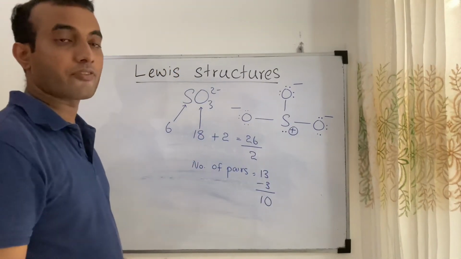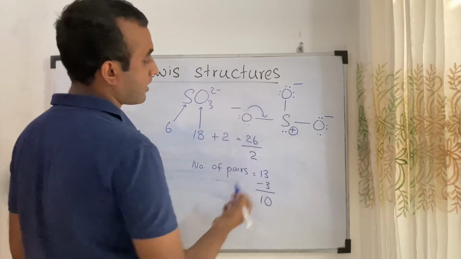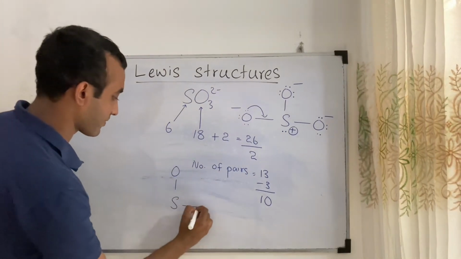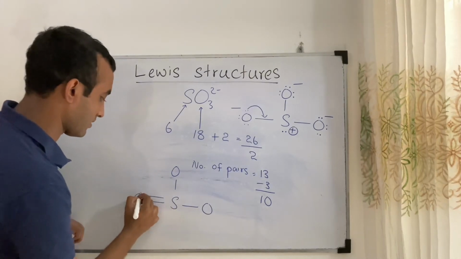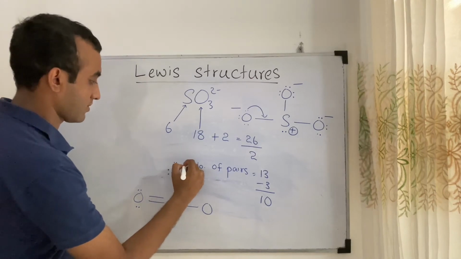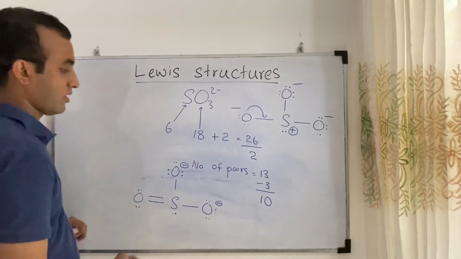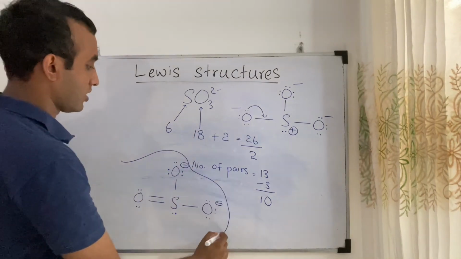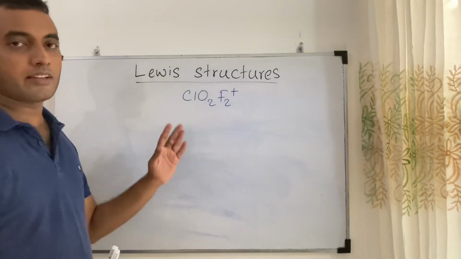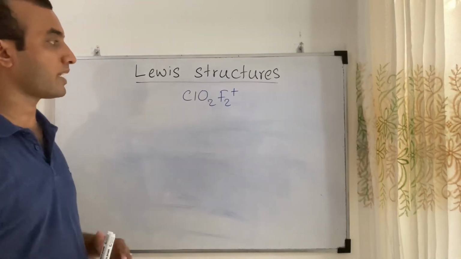So the next and the final step, that is to minimize the charges. So we can make this lone pair a double bond, and we are getting this structure. Which is the most acceptable Lewis structure for SO3 2- ion. Let's move to the last example in this video, which is ClO2F2+.